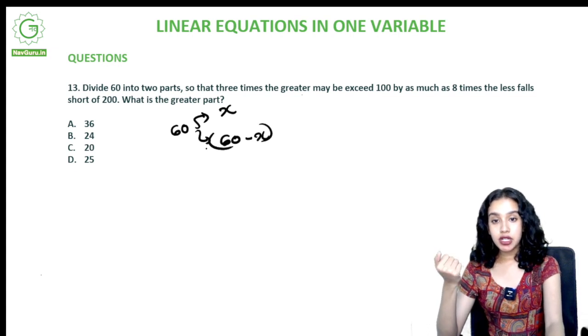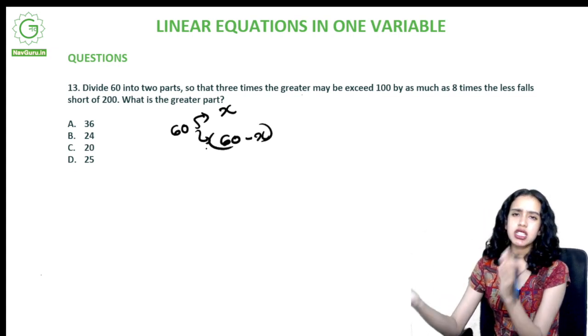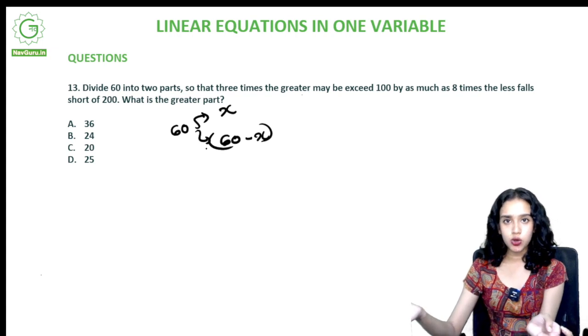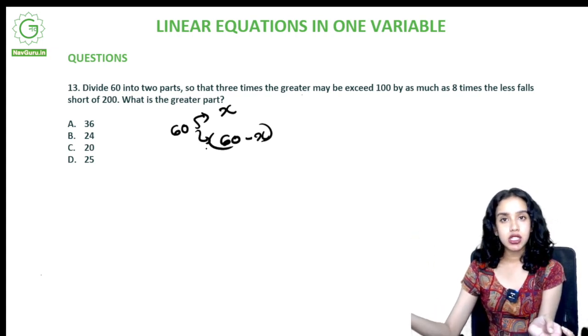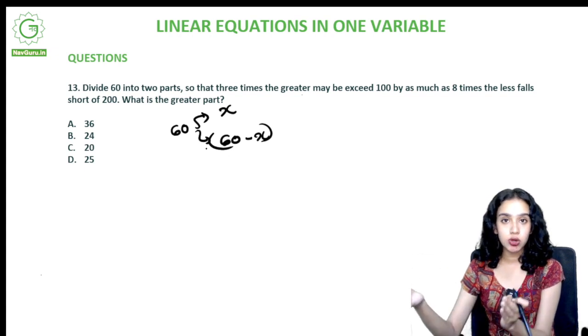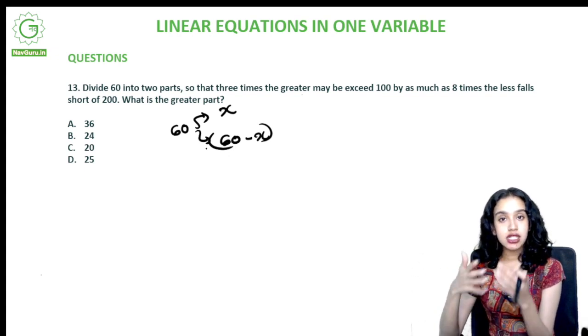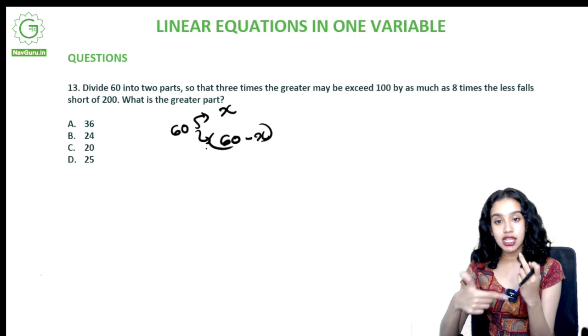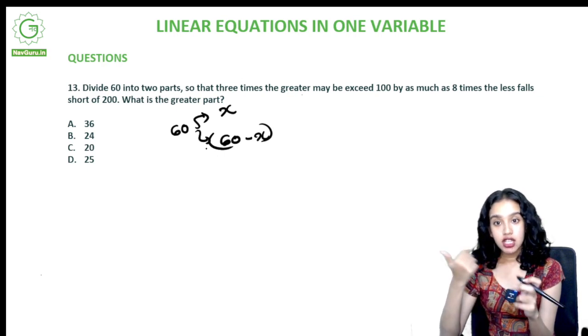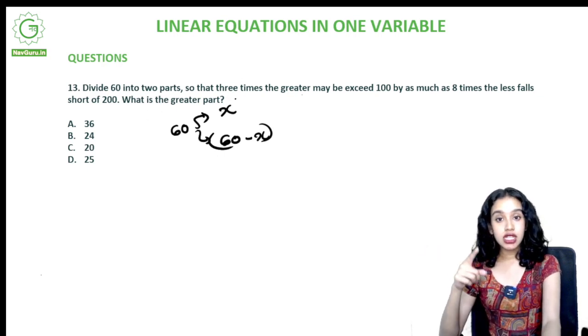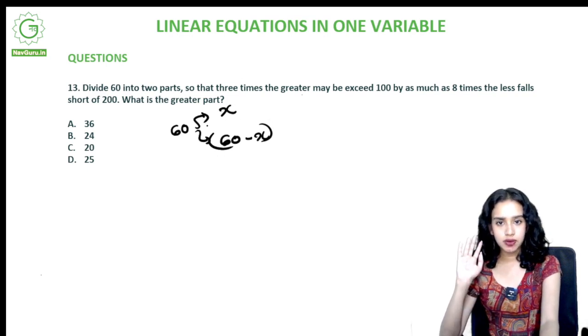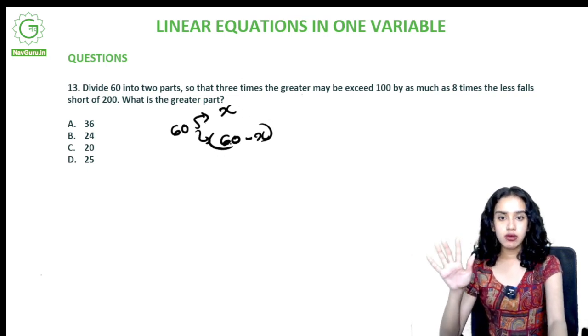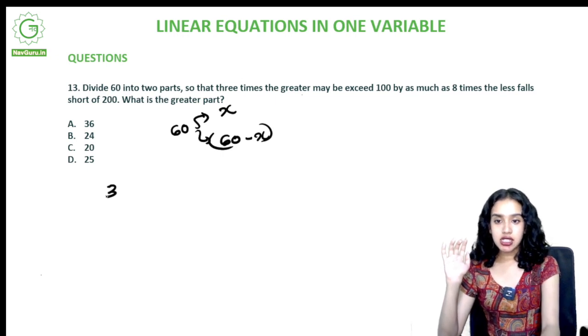How did this happen? This happened because if I'm saying that I'm dividing 60 into 2 parts and I'm saying that one part is 20, what would be the other part? It would be 60 minus 20, which is equal to 40, right? So 60 is divided into 2 parts, x and 60 minus x, right? Now I'm just saying that 60 minus x is the greater number. Anything could be anything.